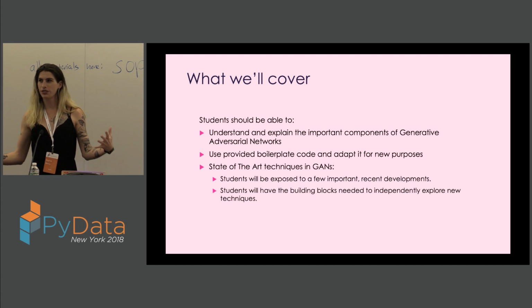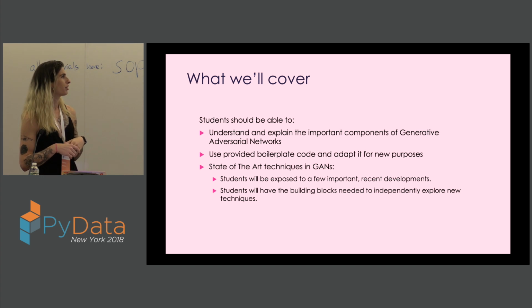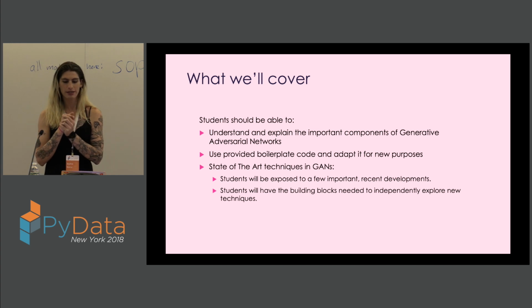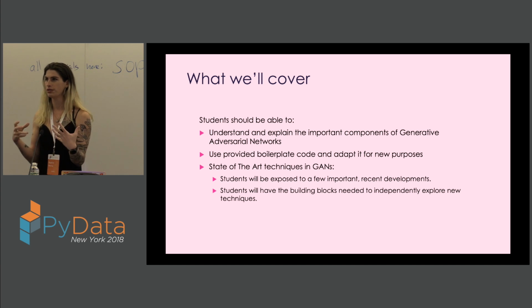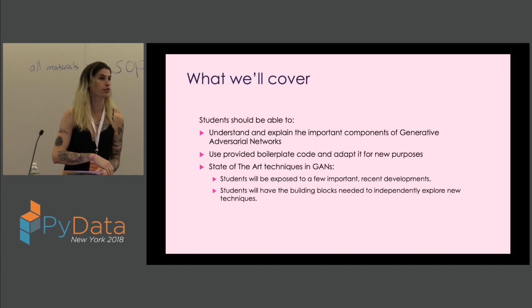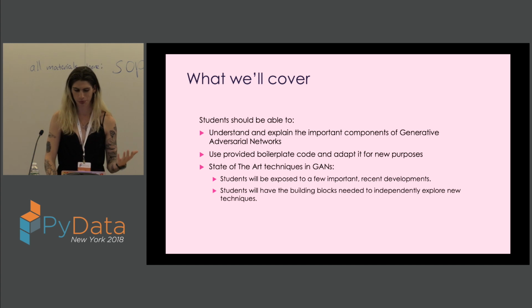By the end of the talk, if we all accomplish our goals, I want everybody to be able to do these things. The basics are to understand and explain what's important about generative adversarial networks. What makes them different from other networks? What makes them go? What are the parts that, if they were missing, it would break?